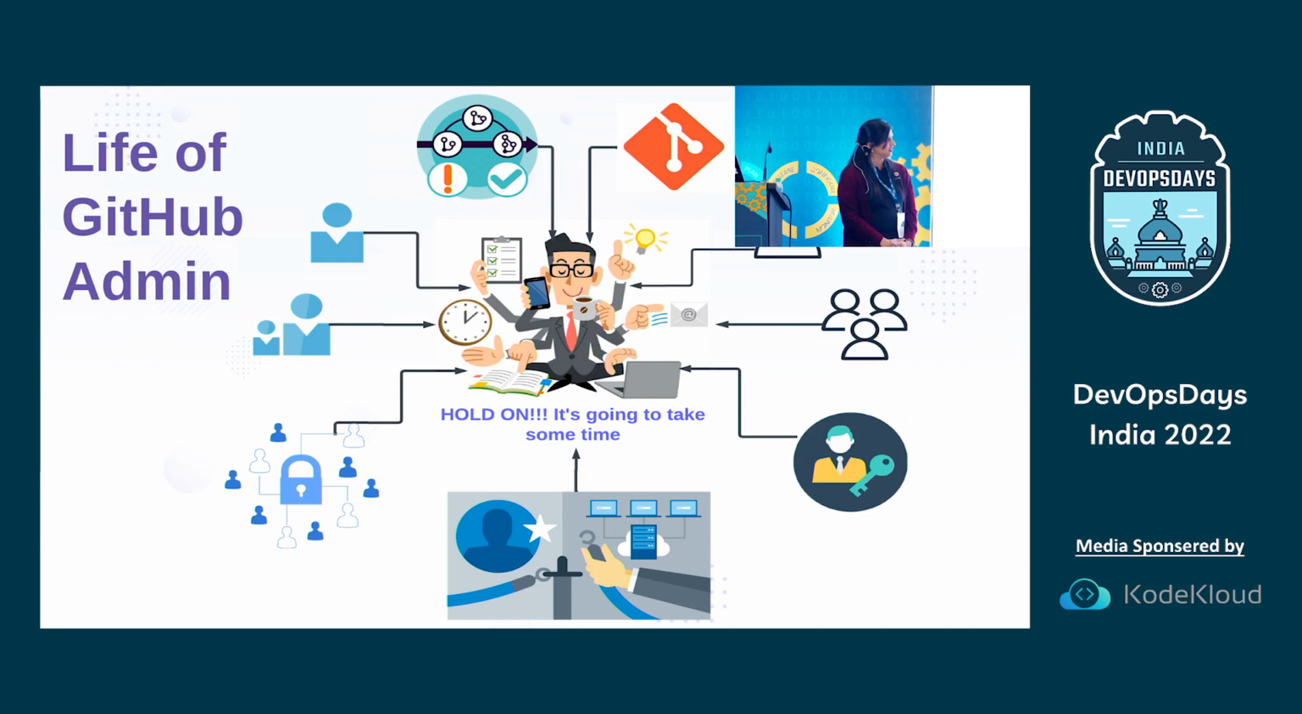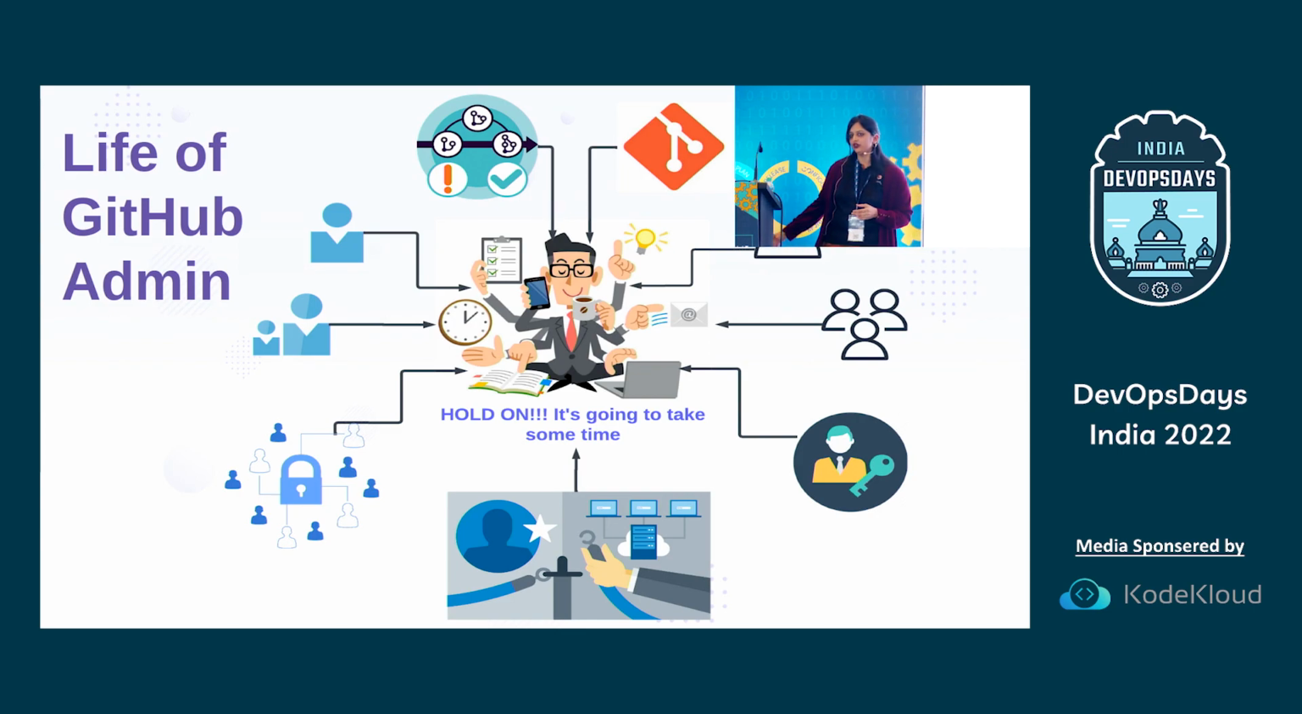Now, you all can imagine what the life of a GitHub admin looks like. The center man is a GitHub admin. He gets so many requests in a day. Somebody's asking for user creation, somebody's asking for repository creation. A few want their team to be created under GitHub. Somebody's asking for a merge request, access needs, and all the permissions required for accessing other repositories and other projects. So the GitHub admin is always bombarded with so many requests.